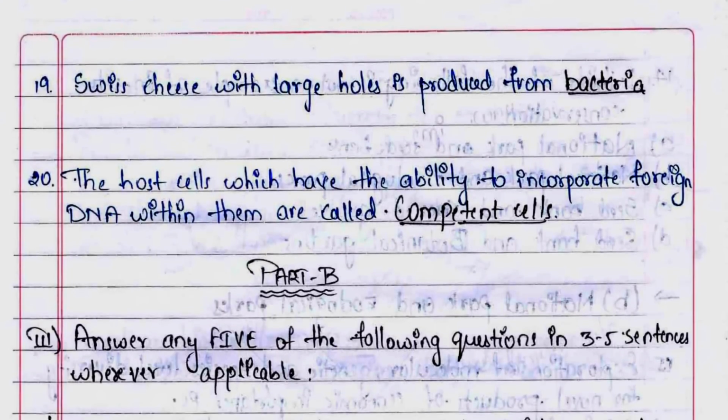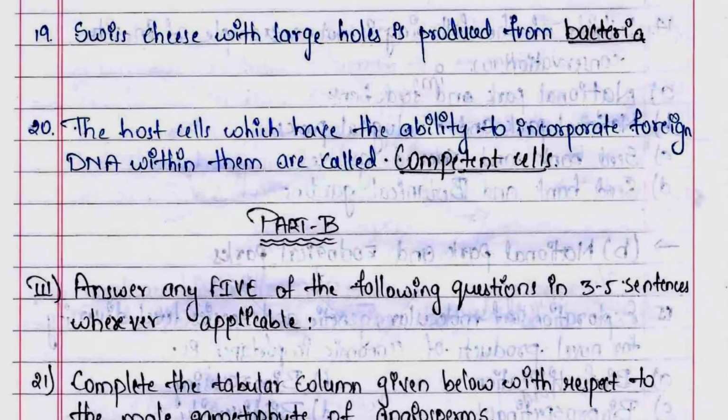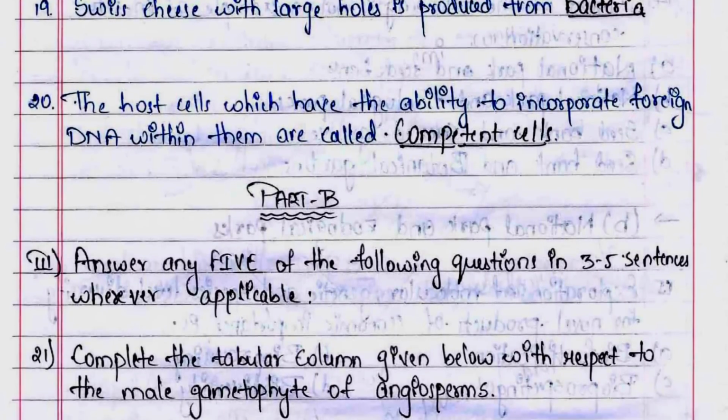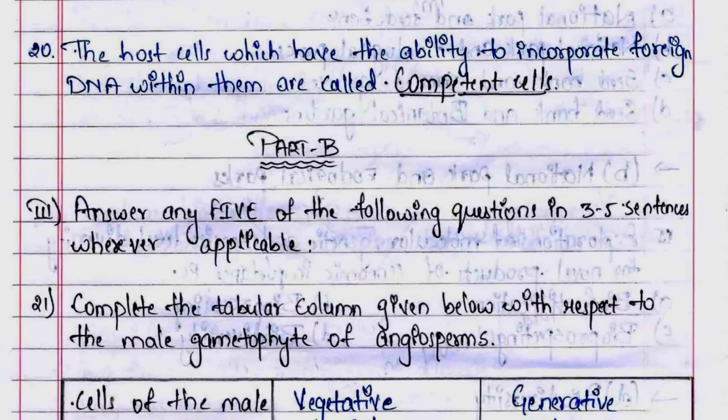21st. Complete the tabular column given below with respect to the male gametophyte of the organism. Cells of the male gametophyte, shape of nucleus of the cell. And here is the answer.